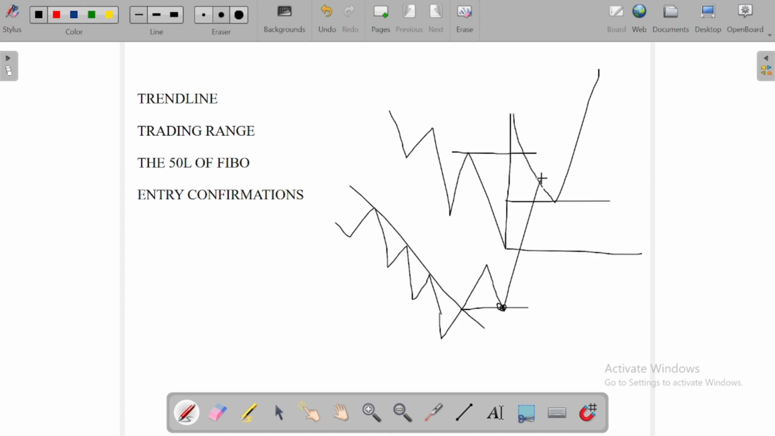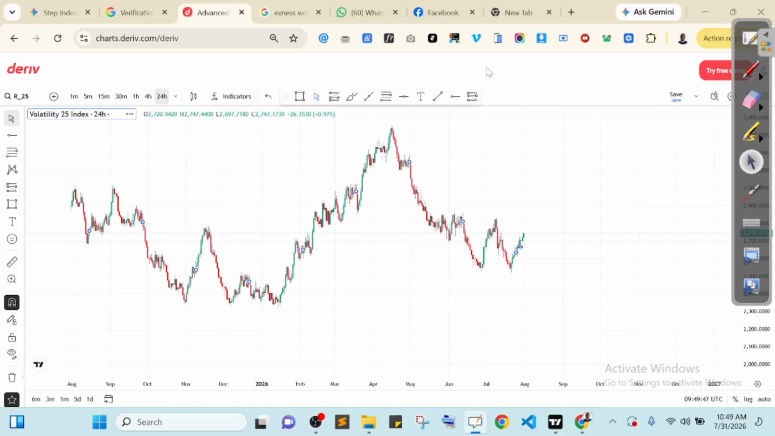Another thing you can do is to make use of Fibonacci level around this region. So when it moves to 50 level, right, just wait for another block in that region. When the price gets there, enter the market and the market will push up. So let's analyze this trade.